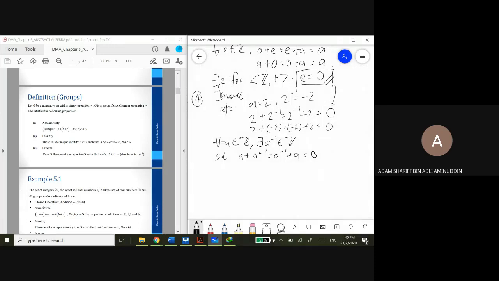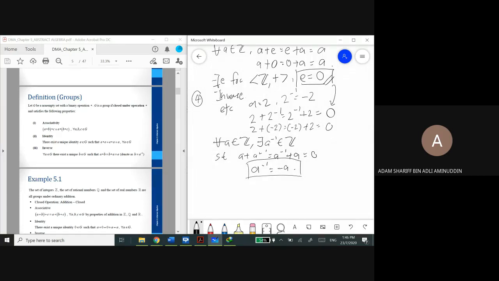This time is also involved existential. You need to tell me what is the inverse for every A. Just now, the inverse of 2 is negative 2. What is the inverse of A? And the answer is that the inverse of A is negative A. This is the answer that I sought from my students, especially if it involves infinite set like integer.